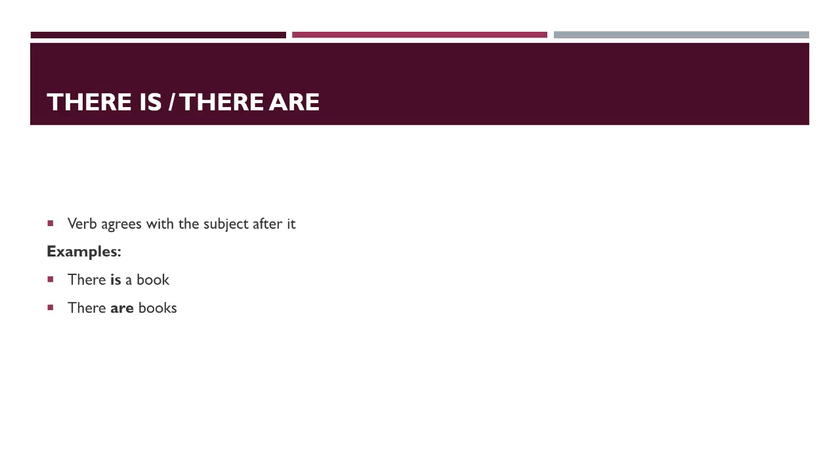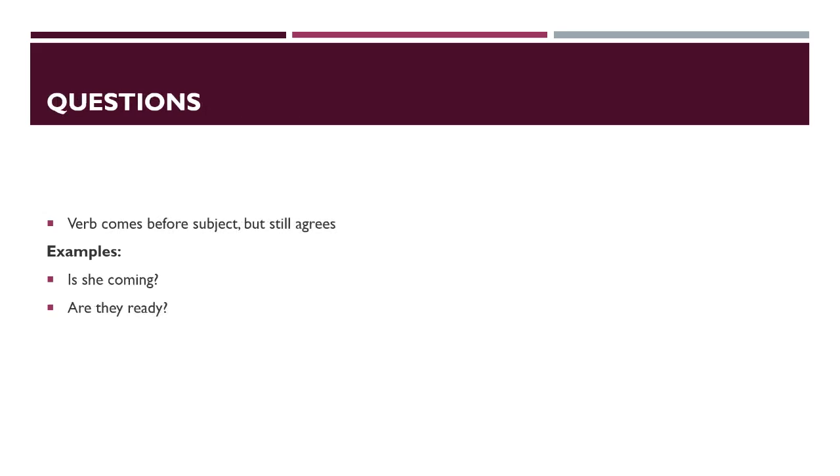Agreement rules also apply in questions. Even though the verb comes before the subject, the verb must still agree correctly. For example, is she coming? And are they ready?